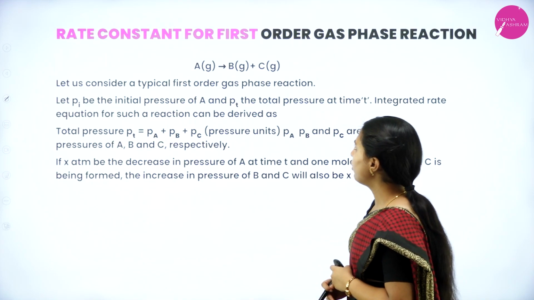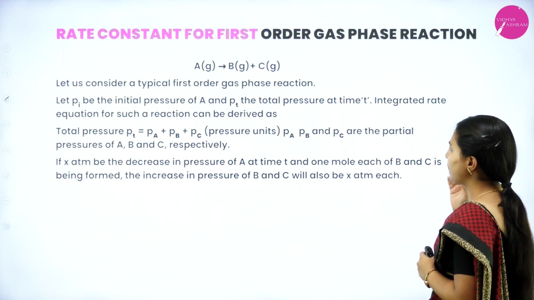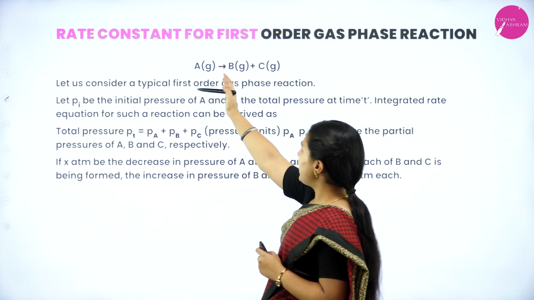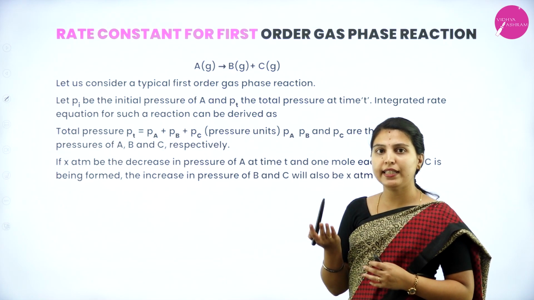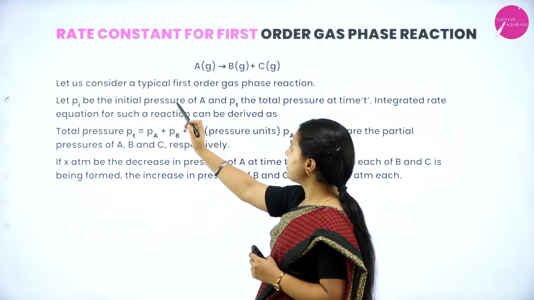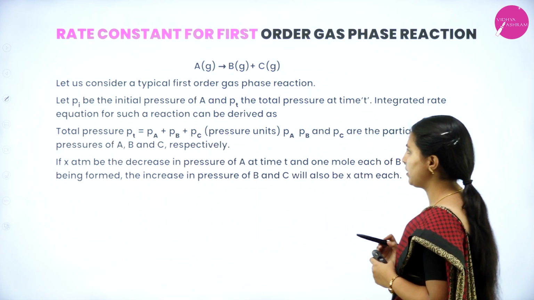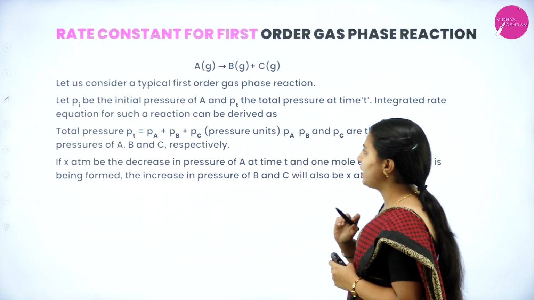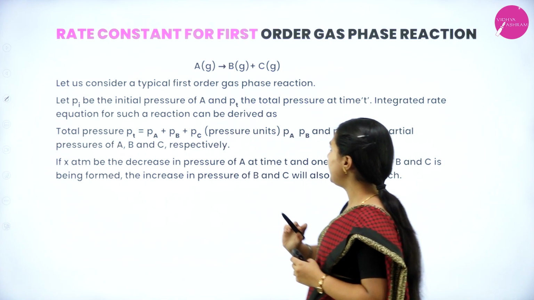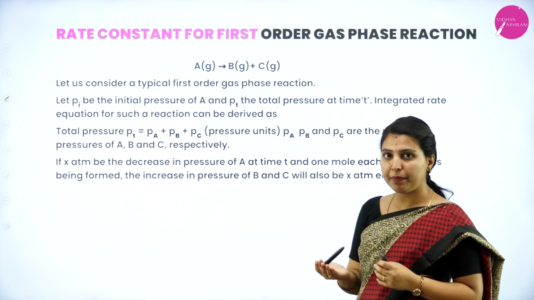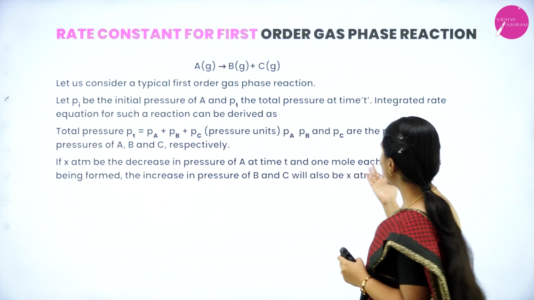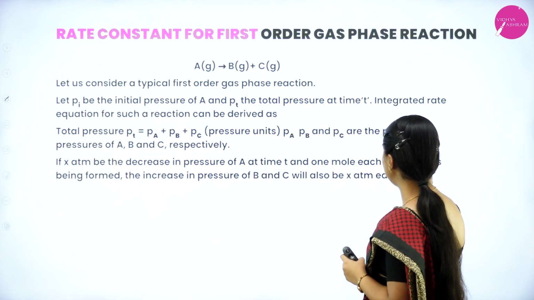Rate constant for a first order gas phase reaction. Here A is giving rise to B plus C. Here we are considering a gas phase reaction. Let us consider a typical first order gas phase reaction. Let Pi be the initial pressure of A and Pt the total pressure at time t.